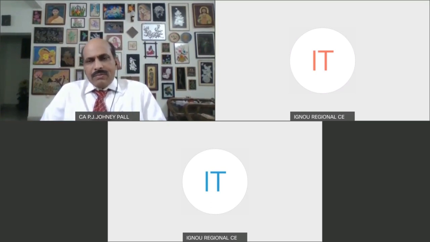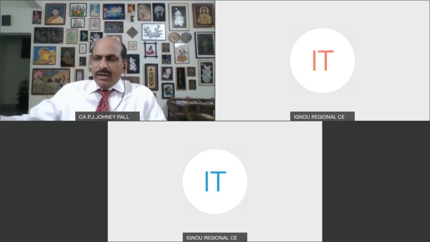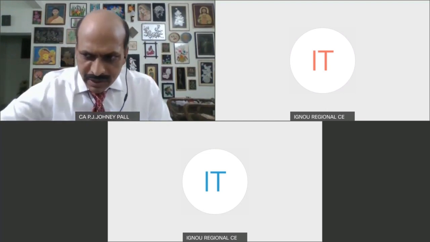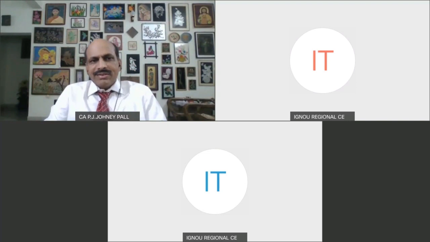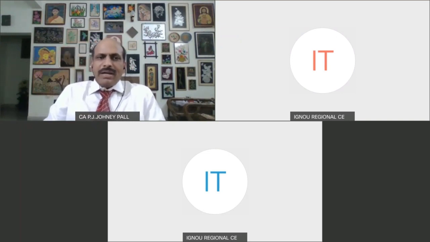Working capital is the availability of funds for day-to-day operation. Working capital means it is the funds available for day-to-day operations. In the case of working capital, we can compare the working capital with the blood in the human body. Suppose the blood is not circulating in the human body, the total system may collapse. The person may die. Therefore, working capital is something like blood in the human body.